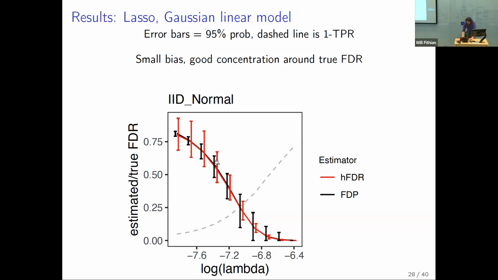So one thing to note is that we don't have very much bias in this case. Again, we're doing a good job of killing most of the non-null terms most of the time. Secondly, one maybe interesting thing from this plot is that our estimator for the false discovery rate seems to have a smaller standard deviation than the false discovery proportion itself. So we're doing a better job of estimating the false discovery rate than we are of estimating the false discovery proportion.